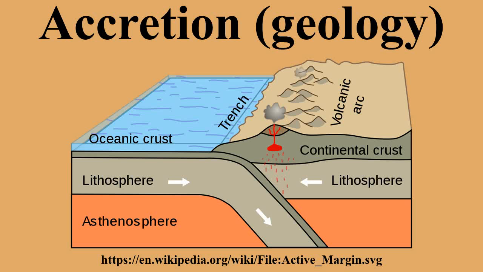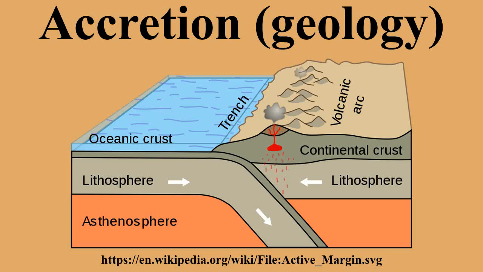plate. Sediment on the ocean floor will often be scraped by the subducting plate. This scraping causes the sediment to come off the subducted plate and form a mass of material called the accretionary wedge, which attaches itself to the upper, subducting plate.